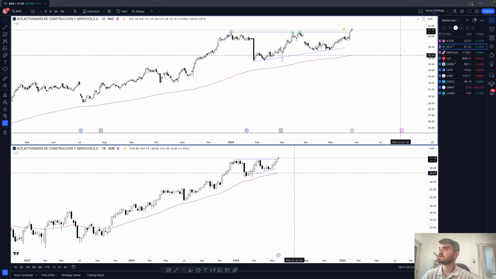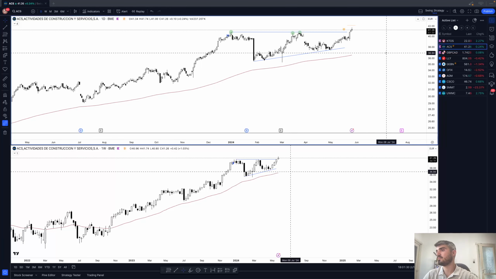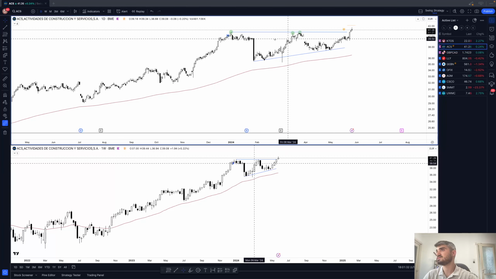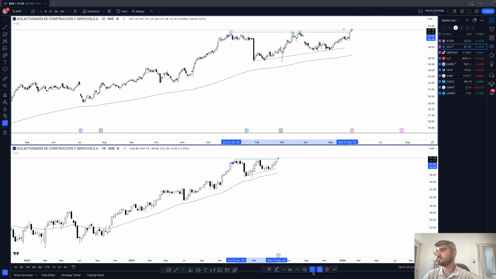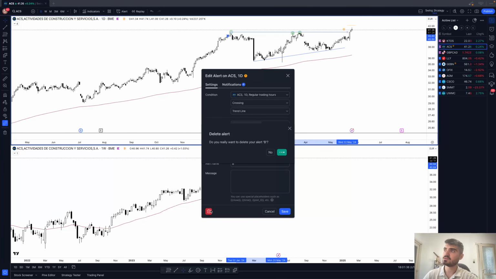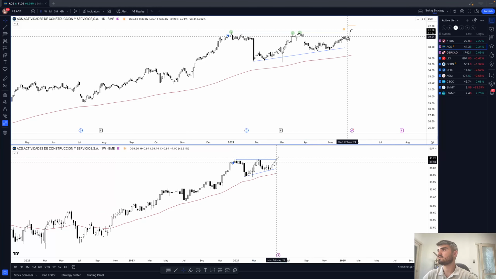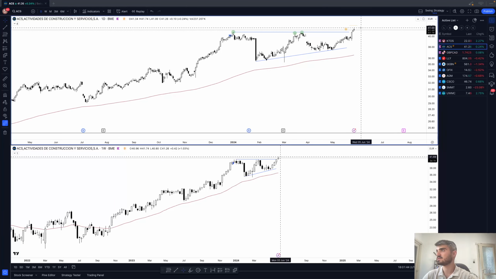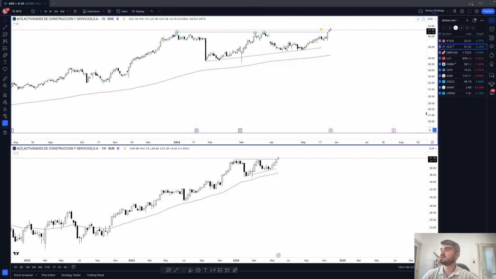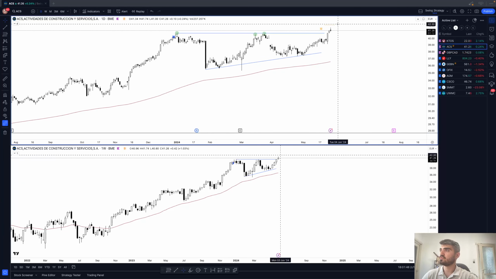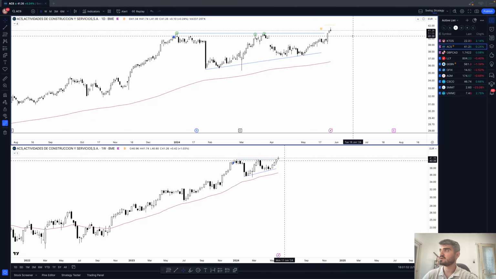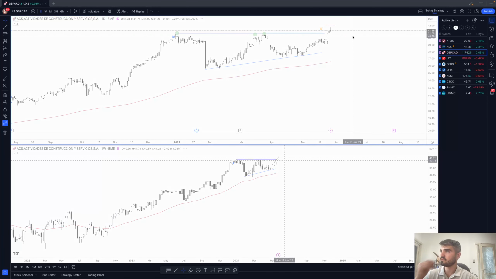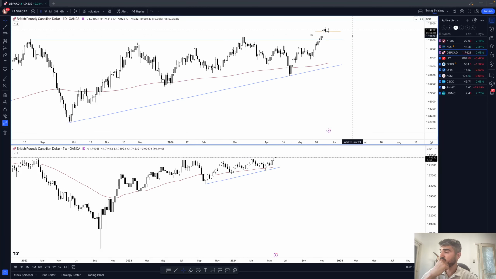ACS. Okay, so an ascending triangle, price is moving up in a hesitative way. After this kind of strong candle, I would want to see a strong continuation to the upside. Once again, I will need a strong close above this, or at the entry point, for taking the position.